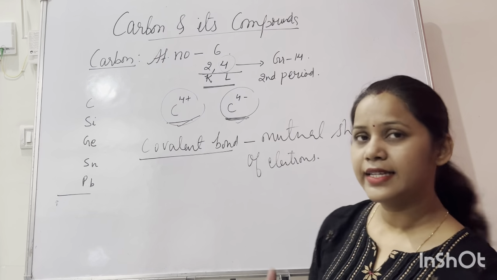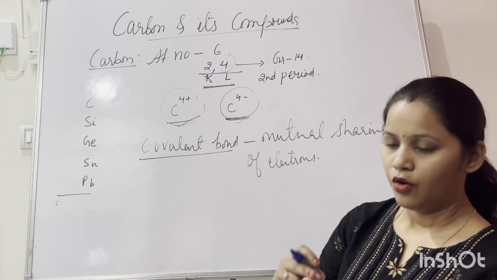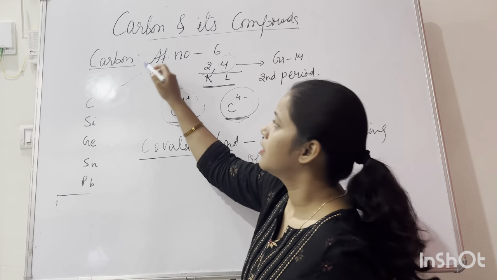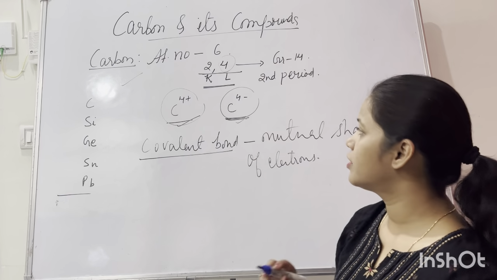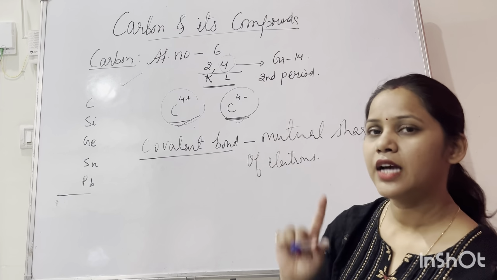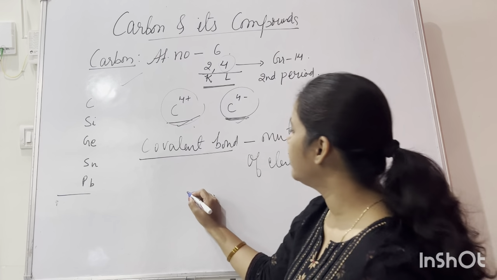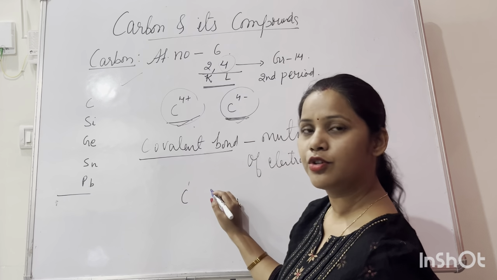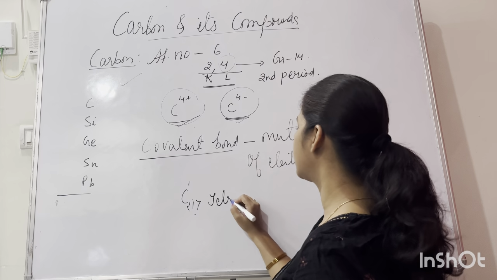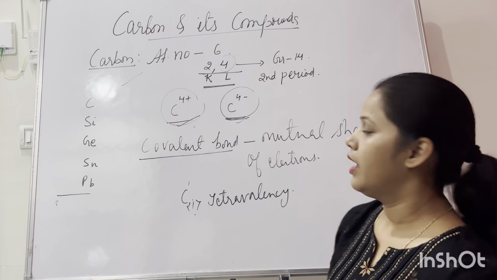So now we will understand how this covalent bond is formed. Now, what is important to understand? What makes carbon so special? First of all, because it is not able to form a C4 plus ion or a C4 minus ion, carbon chooses to share the electrons. Thus, because it has 4 electrons in the outermost shell, the first uniqueness of carbon is its tetravalency. So carbon is a tetravalent element.